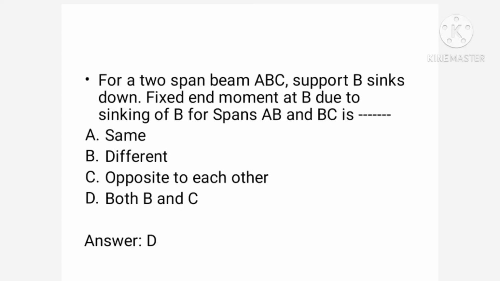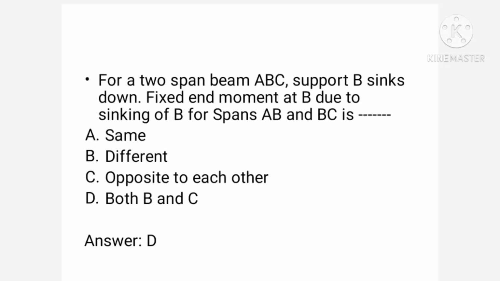Next question: for a two span beam ABC, support B sinks down. Okay, so AB and BC, there are two spans and these are connected together to form one continuous beam. In this, support B sinks down. So the fixed end moment at B due to sinking of B for spans AB and BC is same, different, opposite to each other, both B and C. A little bit confusing question, and options also. The question is straightforward, simple, but the options are a little bit confusing. So there are two options, B as well as C.